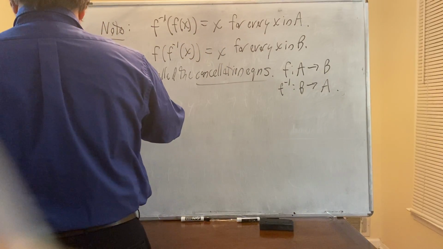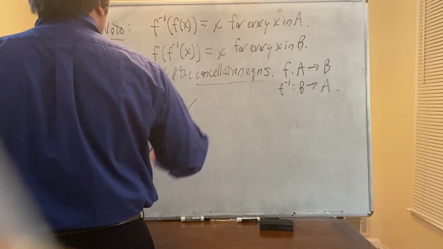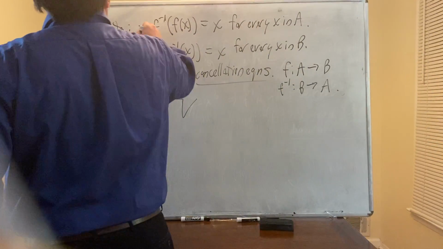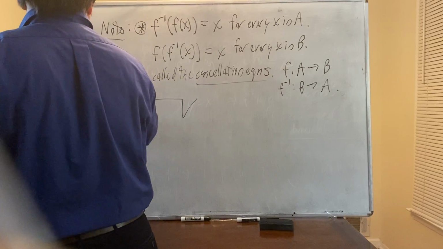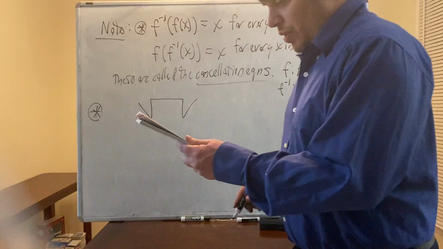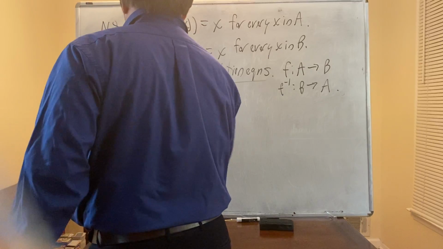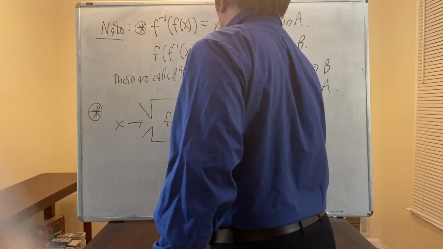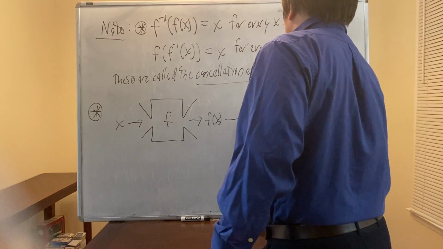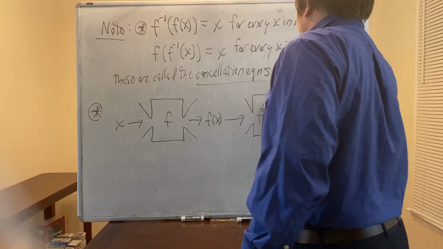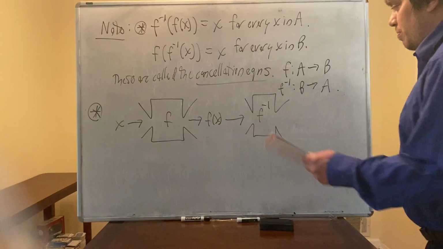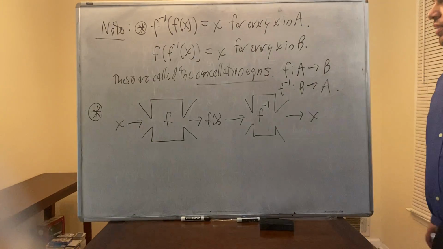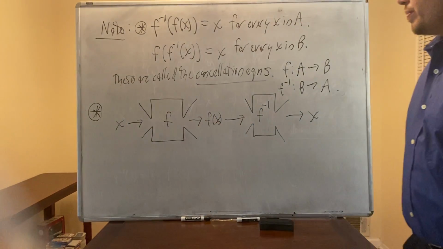Okay, and so an illustration of the first equation, I'm going to put a star next to it. To illustrate that, I'm going to use an arrow diagram, a machine diagram. If you input x into the function f, the output is f of x. And if you take that f of x and input it into f inverse, then you will get back x. And so this illustrates the relationship between f and f inverse.